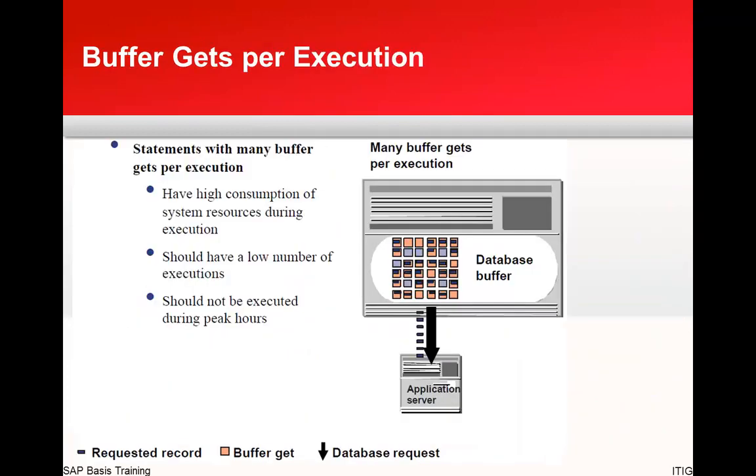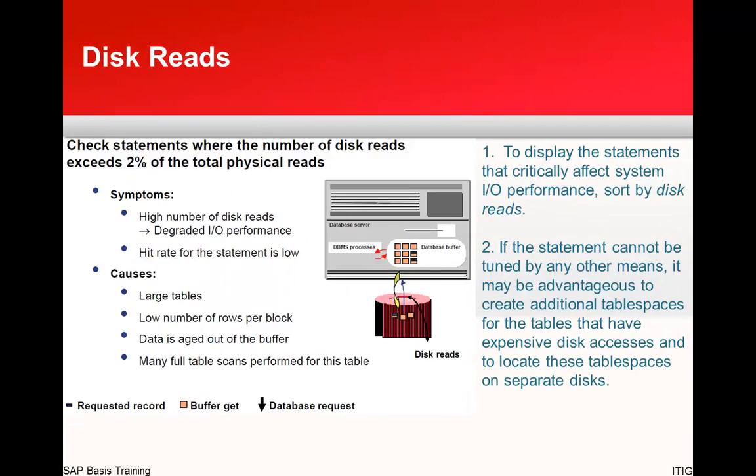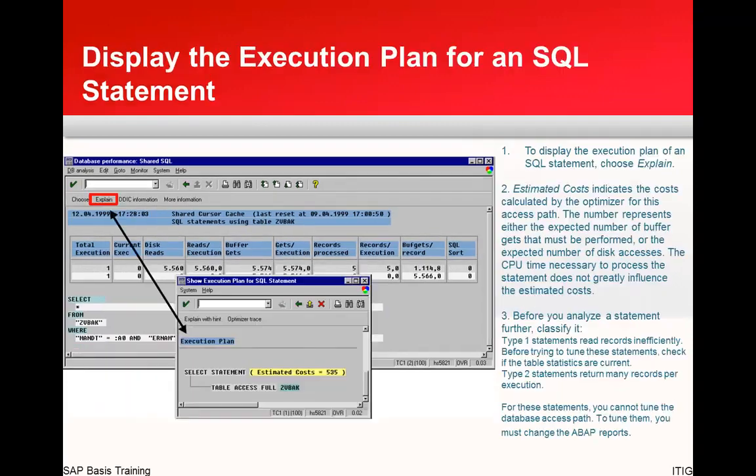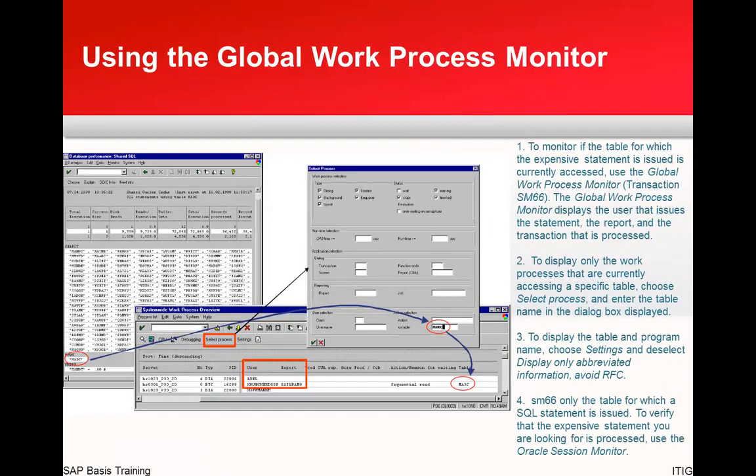Okay, buffer gets per execution. Statements with many buffer gets per execution. Per record, you are seeing buffer gets per record, per execution, and disk reads. Check statements where the number of disk reads exceeds 2% of the total disk reads. Statement details: display the execution plan for an SQL statement. Okay, roadmap for finding SQL statements in a program, and where-used list.